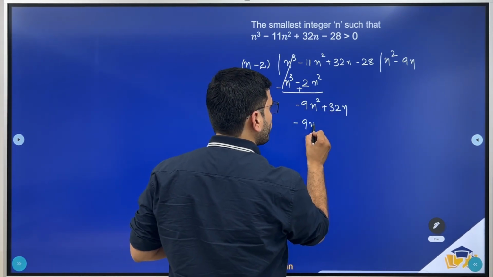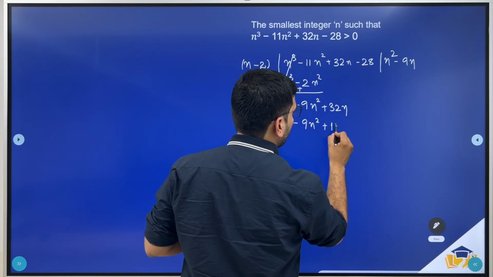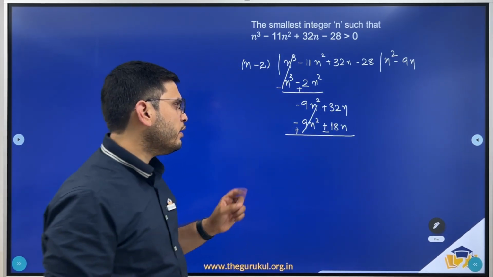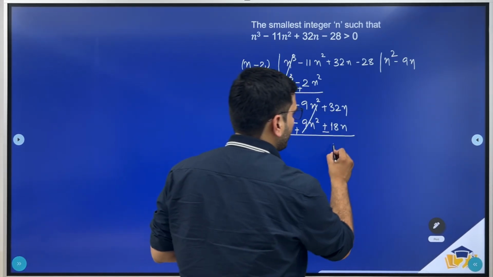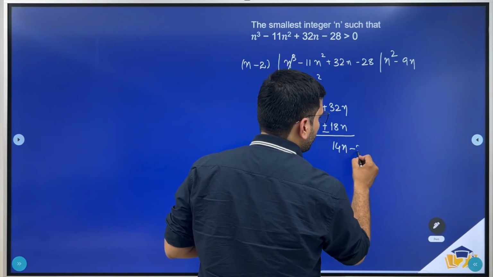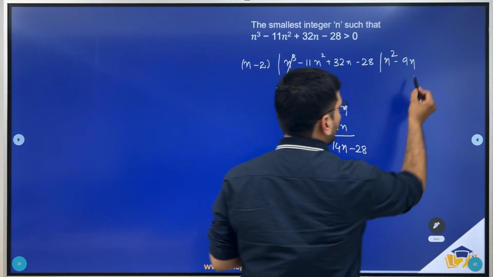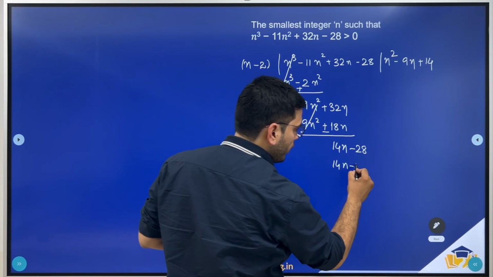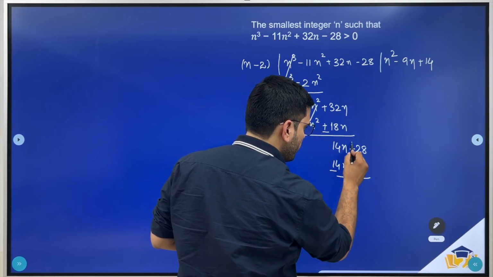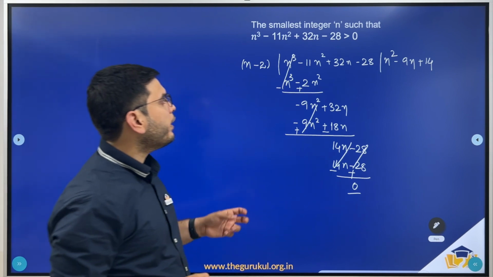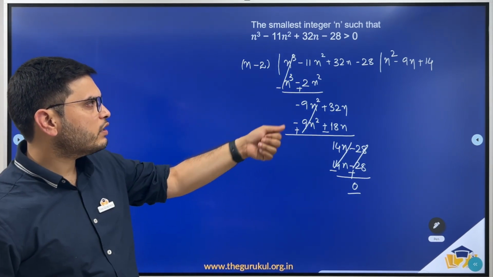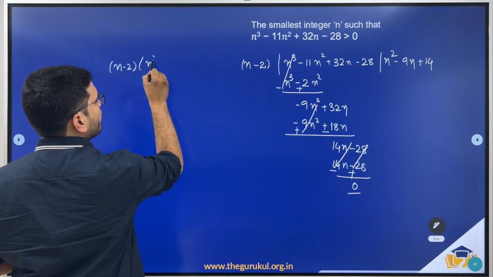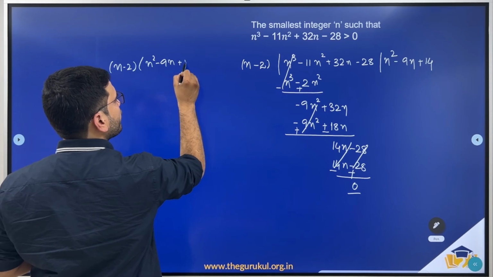So minus 9n square plus 18n. On subtraction, these two will get cancelled. 32n minus 18n is 14n, minus 28. So to have 14n, we multiply n minus 2 by 14, which gives 14n minus 28. Done. So I can write n cube minus 11n square plus 32n minus 28 as n minus 2 into n square minus 9n plus 14.